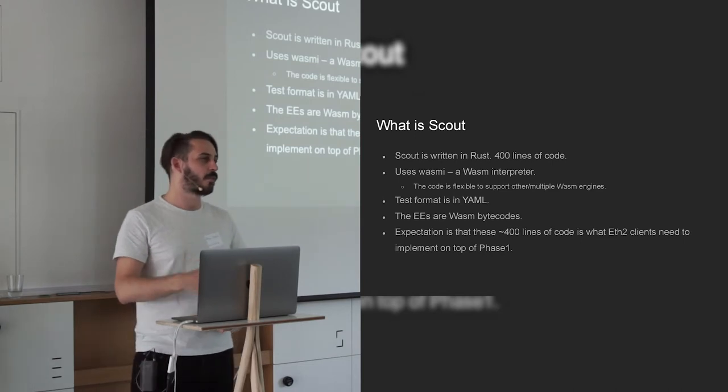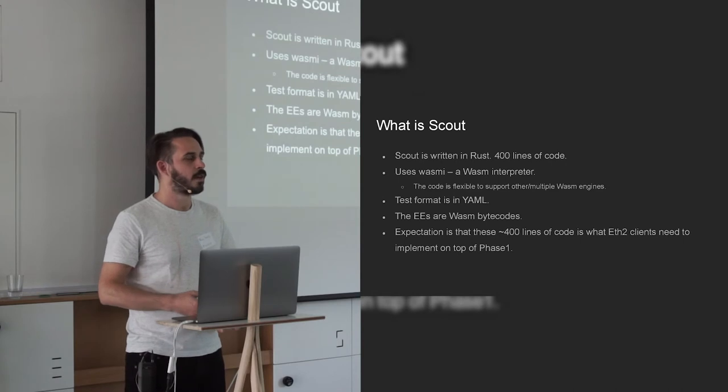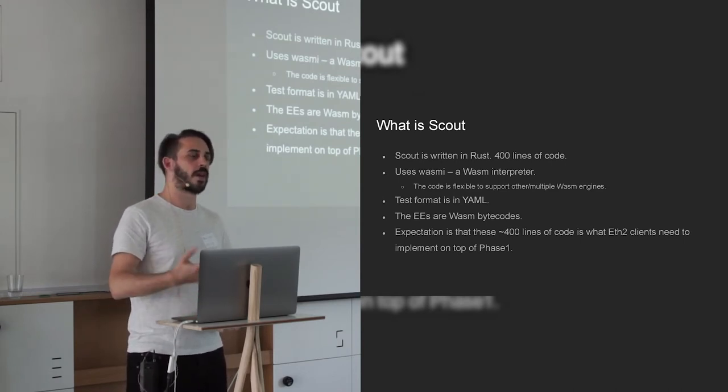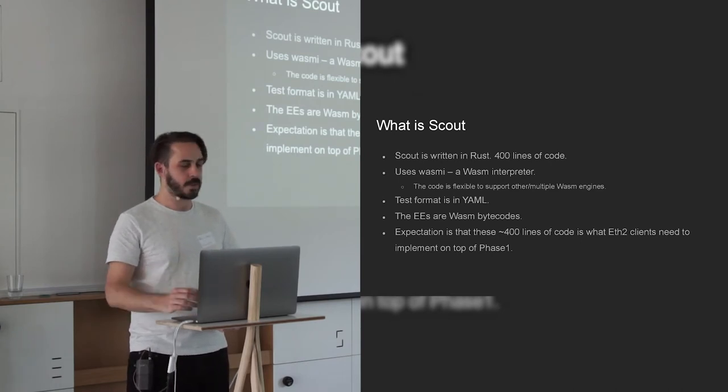Scout itself is written in Rust. It's only 400 lines of code. It uses Wasm, but it's designed to be flexible in using other interpreters or other engines, and even using multiple engines, in order to benchmark all of these.